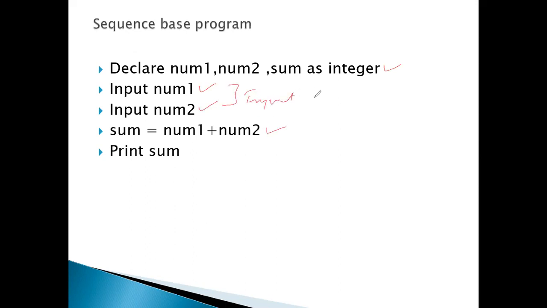As I told you, each algorithm will have an input. Second, it will have a processing part, and third is output. This is the processing part, and this is output. So each algorithm will have such kinds of stages.